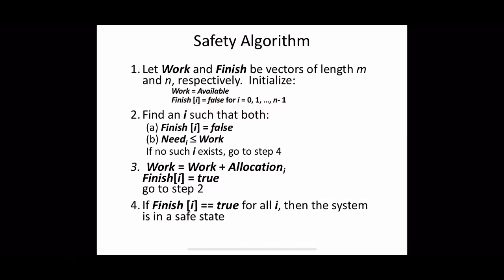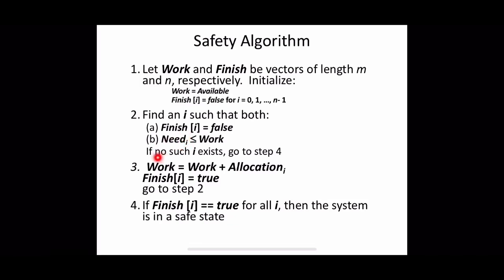Now the second step is that we have to find an entry in the Finish vector which is false. That is, we have to find a process which is not yet finished. Such a process we have to select, and it must meet a criterion: Need[i] is less than or equal to Work. That means the future request of this process can be satisfied with the available resources. Then only can we allocate, right? If these two conditions are satisfied, we can allocate the resources.